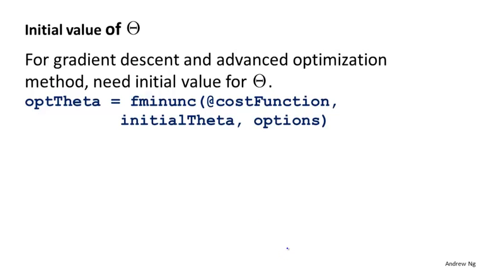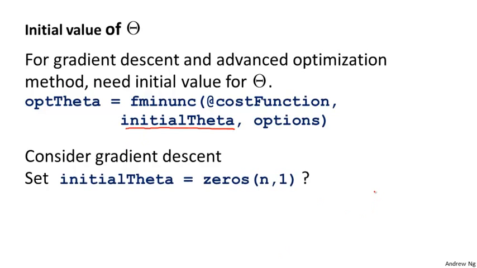So the advanced optimization algorithm assumes that you will pass it some initial value for the parameters theta. Now, let's consider gradient descent. For that, we also need to initialize theta to something, and then we can slowly take steps going downhill using gradient descent to minimize the function J of theta. So what can we set the initial value of theta to? Is it possible to set the initial value of theta to the vector of all zeros?